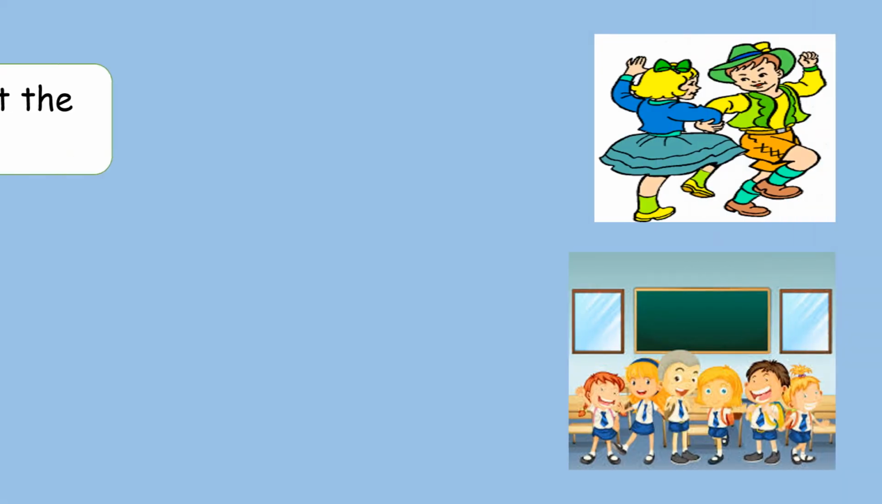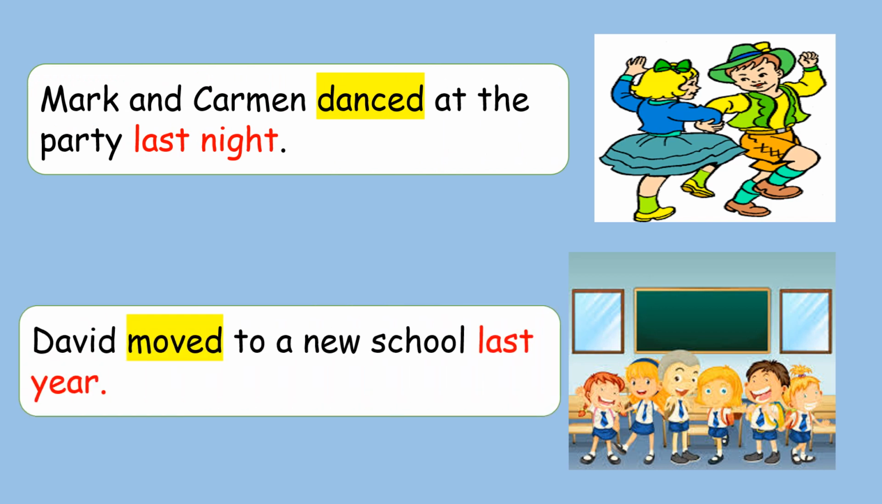Let us analyze the following sentences. The first sentence, Mark and Carmen danced at the party last night. So we use the verb danced because the time indicator is last night. David moved to a new school last year. We use moved because the time indicator or the time element in this sentence is last year.